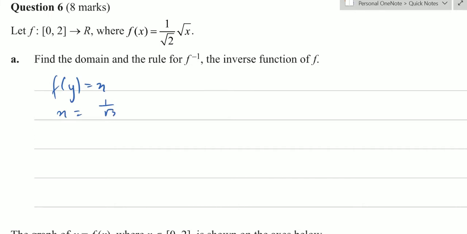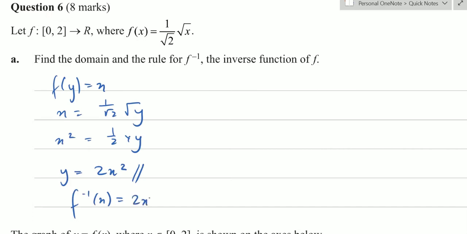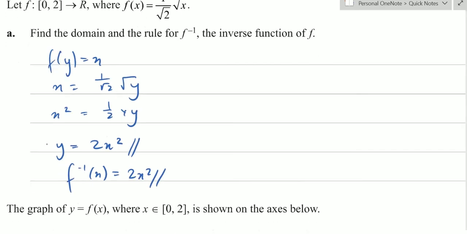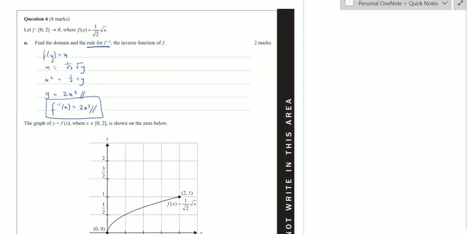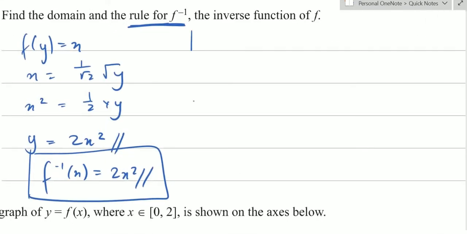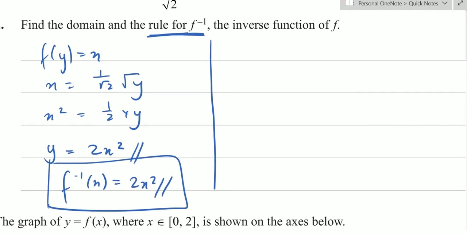So x equals 1 on root 2 root y. So we want to square everything. And that's our graph. So f inverse x equals something. You can write it as y, but I like to write it as f inverse x equals something, because technically the question's asking for the rule of f inverse x. So maybe just be careful of that. I don't think they'd be so mean as to take a mark for that, but yep.